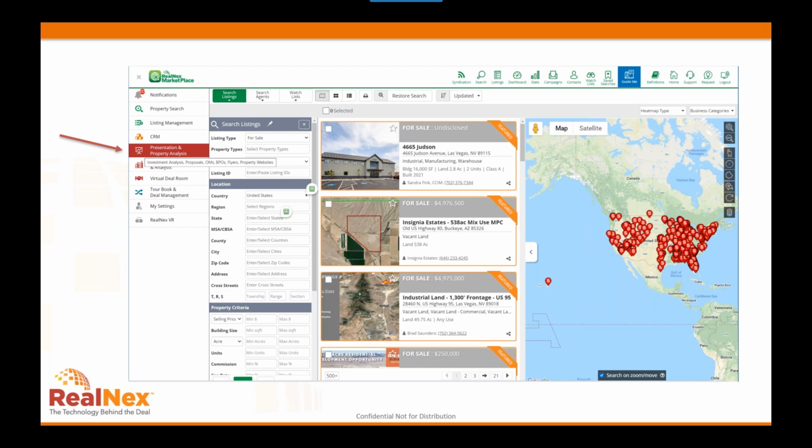I don't know if we want to talk about any of these other things, but there's the CRM, and there's listings, and you can search for the different properties, and there's deal rooms and tour book and deal management, and just all kinds of other things that you can do with RealNex Navigator besides the investment analysis. So we're just focusing on that one tab there to the left, the presentation and property analysis.